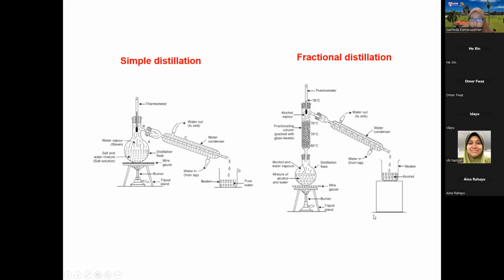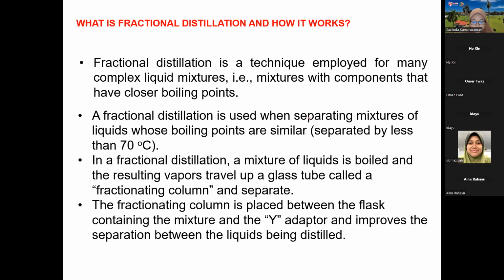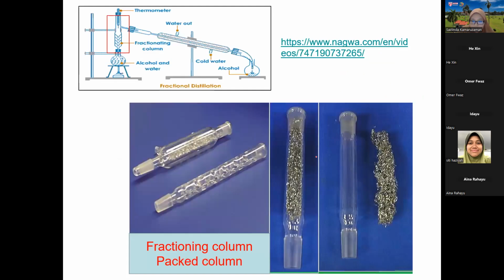So when we talk about fractional distillation, we have everything quite similar to simple distillation, but most importantly, we have a fractional column. This is very important. Why is it named fractional distillation? Because it has a fractional column. As we can see here, the fractional column is quite widely used in the lab.